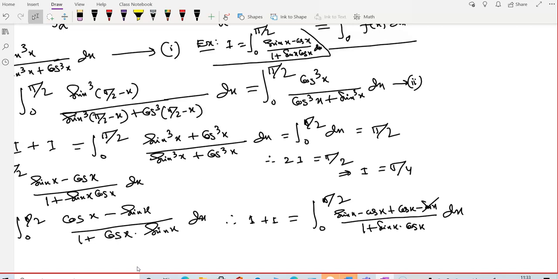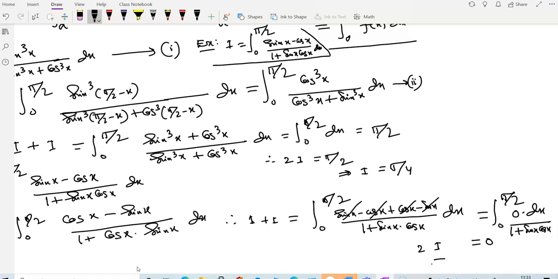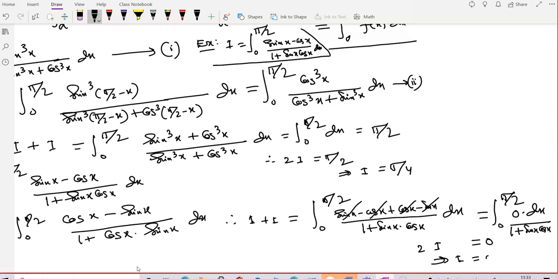See, these two are getting cancelled. Okay? We all are fond of zeros. Denominator is coming 0. 1 plus sin x cos x. This is 0 only. So we got 2I equal to 0. This implies I equal to 0. It is better you go for problem number 3 of similar kind.